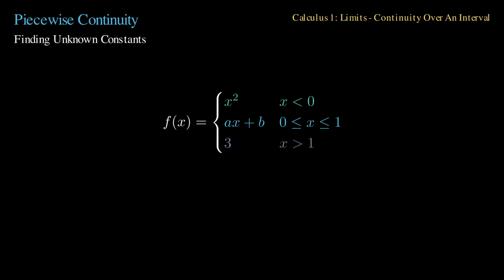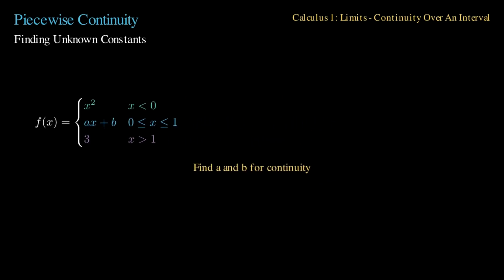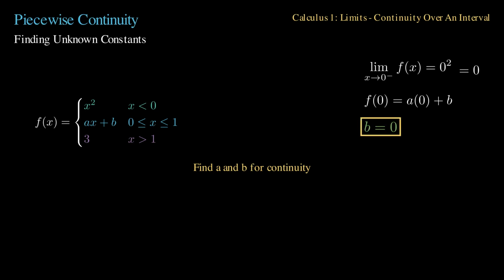We need to determine a and b. We check continuity at x equals 0 and x equals 1. First, at x equals 0, limit as x approaches 0 from the left is 0 squared. This gives us 0. Now, at x equals 0, f of 0 equals a times 0 plus b. Thus, b equals 0. Now, we move to x equals 1.